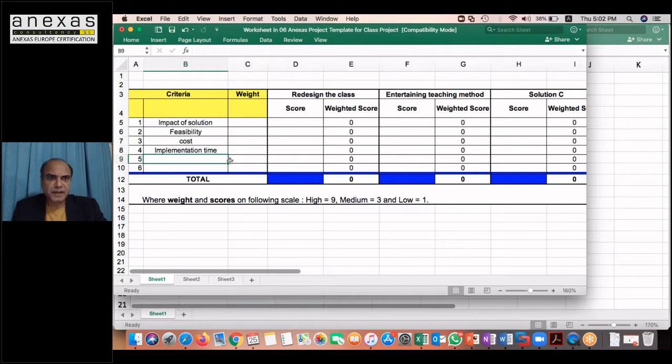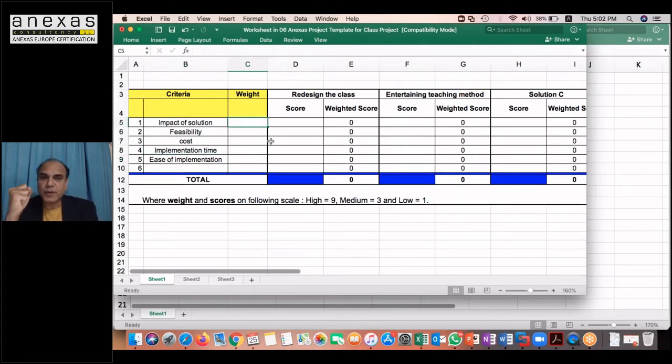Okay. Ease of implementation, that is also good. Now, let us look at the weight. How much weight do you assign? Like if it is high, medium, or low. High means 9, medium means 3, and low means 1.